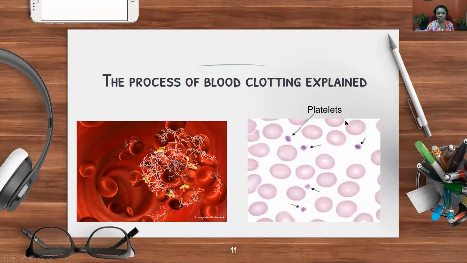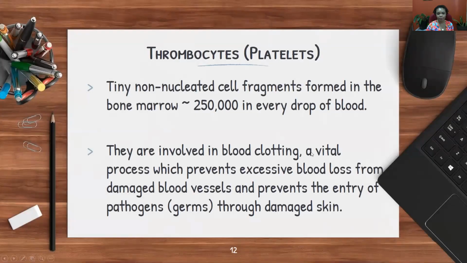So in a drop of blood, you're seeing millions of red blood cells, and you're seeing tiny cell fragments, which are called platelets. You see how much smaller they are, and they're not as plentiful as the red blood cells, but they're there, and they're there for a purpose. So thrombocytes or platelets are tiny non-nucleated cell fragments formed in the bone marrow, and approximately 250,000 in every drop of blood. They are involved in blood clotting, which is a vital process which prevents excessive blood loss from damaged blood vessels and prevents the entry of pathogens, germs, through damaged skin.